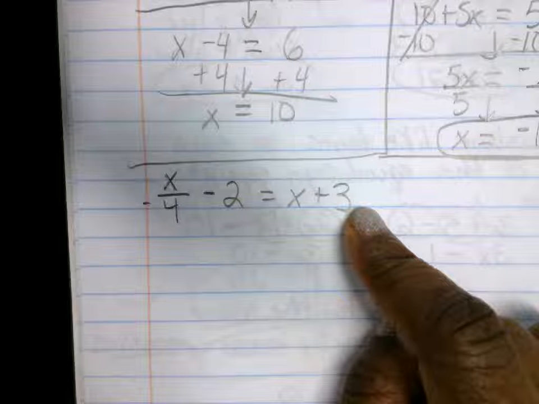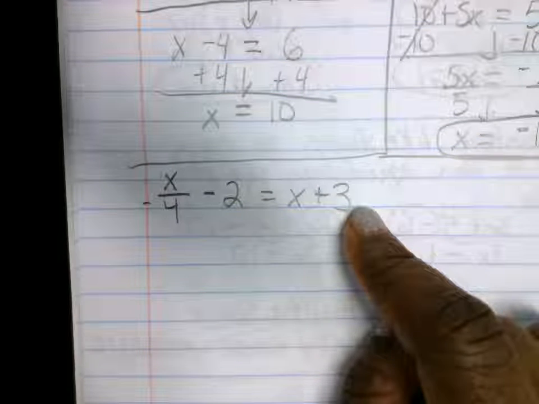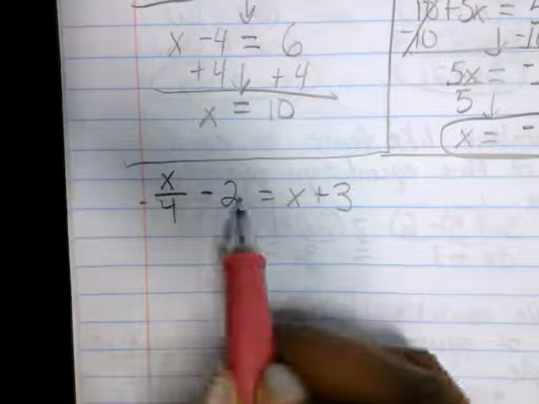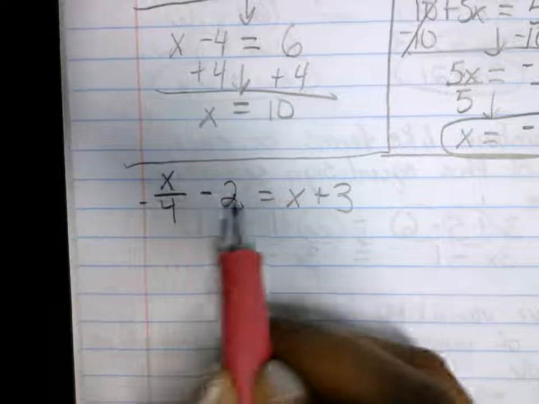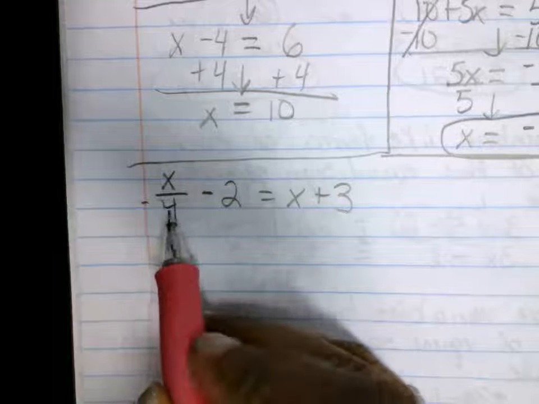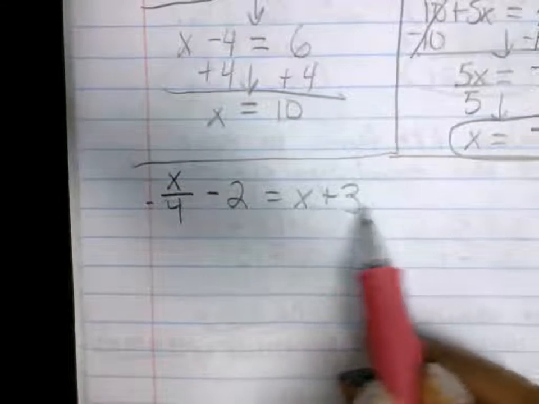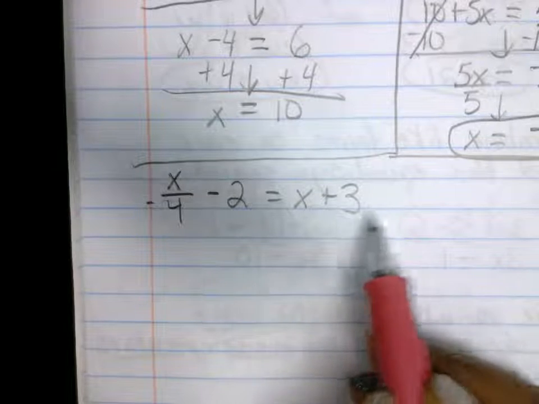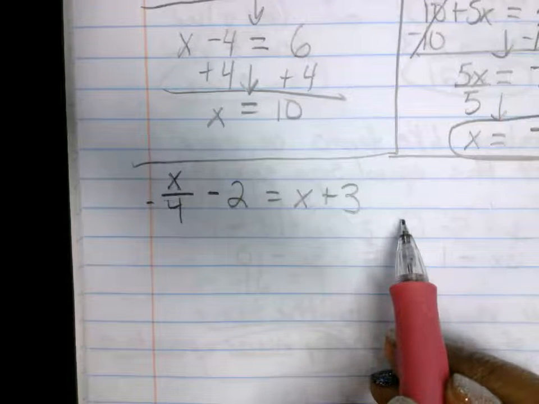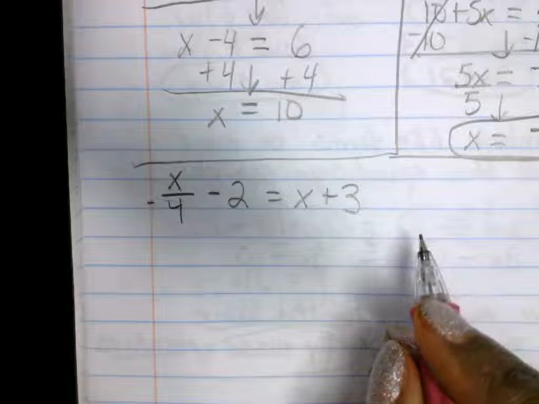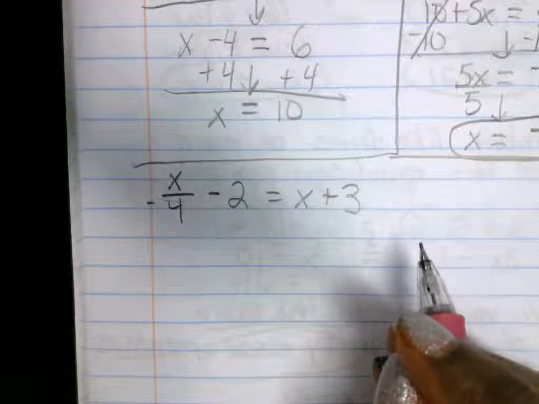The second step is to combine like terms on each side. Okay, I cannot combine these two terms because they're not like terms. They both do not have x's attached to them. So I can't add or subtract them. On the second side, I cannot add or subtract these two terms either because they are not like terms. Any questions about like terms? So I skipped the second step.